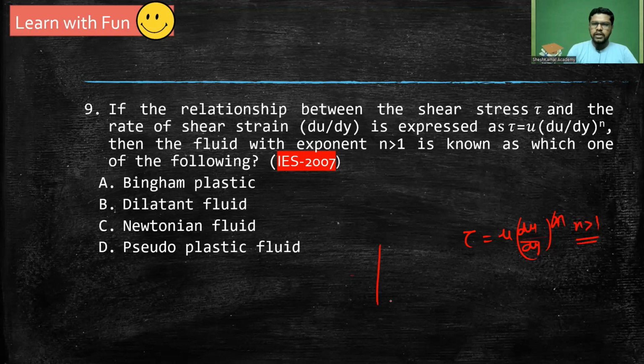So if you plot this on du by dy versus tau, for n greater than 1 and with no initial stress, obviously the graph will start from the origin. The nature of the graph will be like this, and this graph is nothing but for a dilatant fluid. So option B is the correct option.